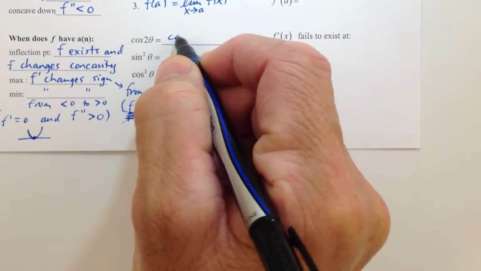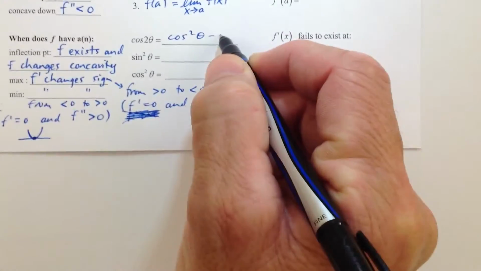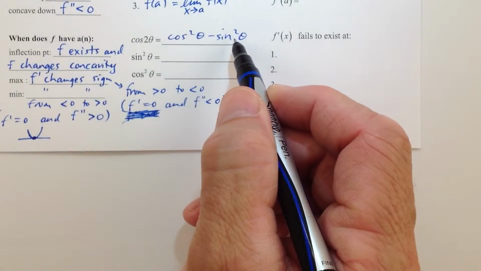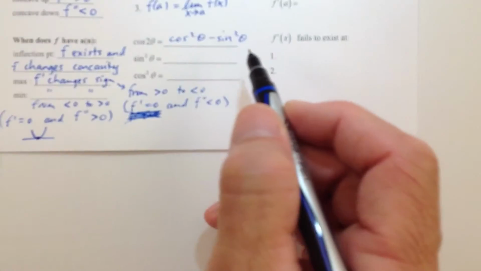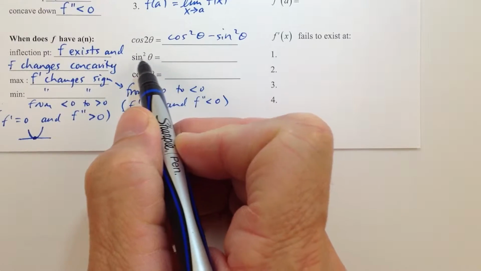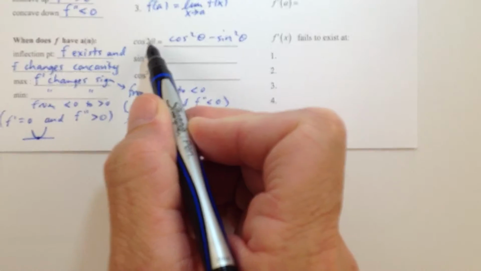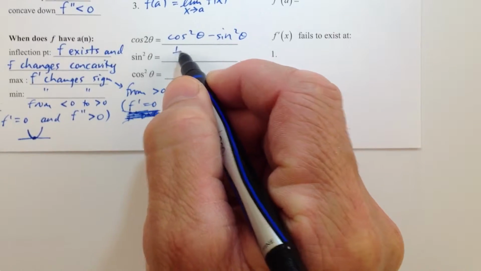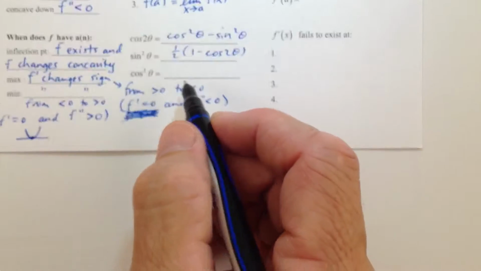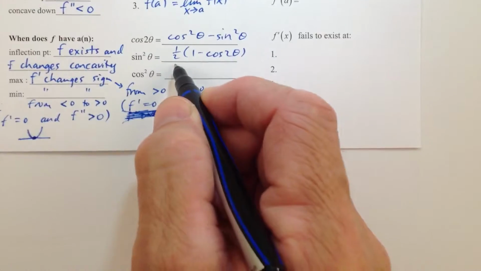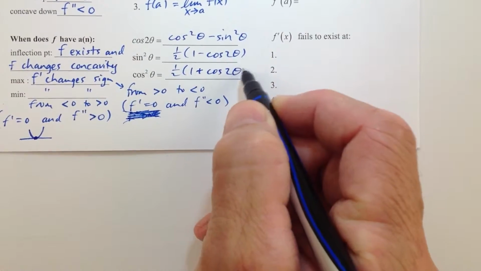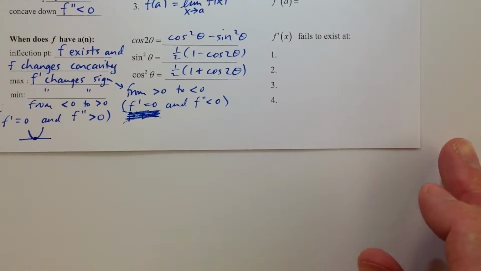Cosine of 2 theta is the cosine squared of theta minus the sine squared of theta. Now, if you were to solve for sine squared of theta, then you would get a formula for the sine squared of theta involving the cosine of 2 theta. So basically it's 1/2 times 1 minus the cosine of 2 theta, and then the cosine squared of theta doing the same thing, it's 1/2 times 1 plus the cosine of 2 theta. That's why I put those three together like that.